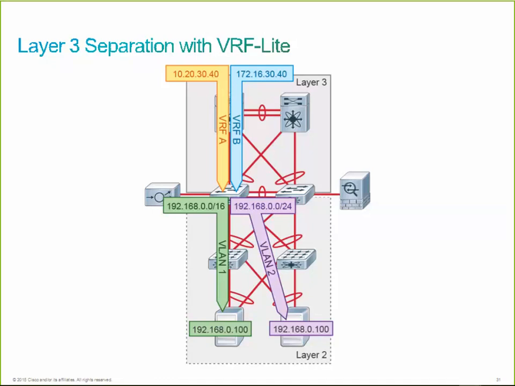The aggregation switch receives the traffic through that layer 3 interface that's assigned to VRF-A. It does a lookup in the VRF-A routing table, and then it forwards the traffic to the VLAN 1 SVI, and that's what we're seeing depicted in the diagram here. Traffic gets sent through the VLAN 1 SVI to the destination server. It's a pretty simple thing to understand.